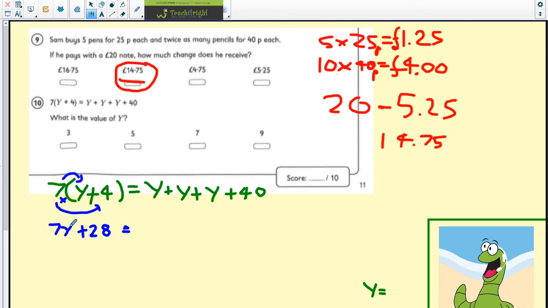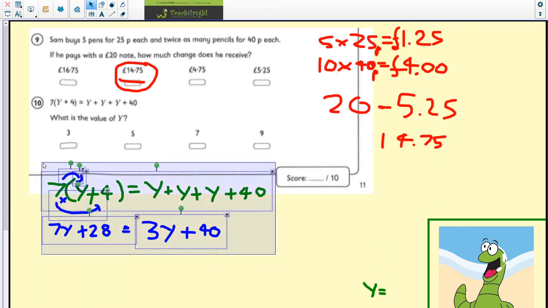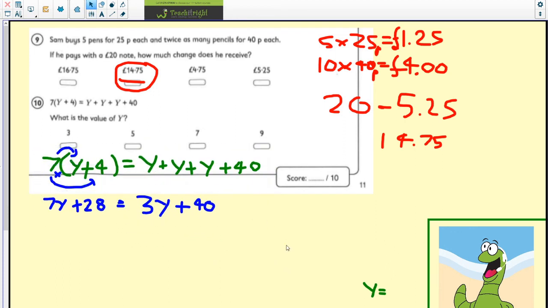So that's expanding brackets. On the other side, I'm going to collect my like terms. So y plus y plus y is the same as saying I have 3 lots of y and 40. So now I've put it into a format that looks a bit like one of the questions we did in the lesson, where you've just got to rearrange the equation to get y equals. So the way to rearrange it is you always move the smallest. So this is 3y is smaller than 7y. So this is what I'm going to move. To move it, I take the 3y from both sides.